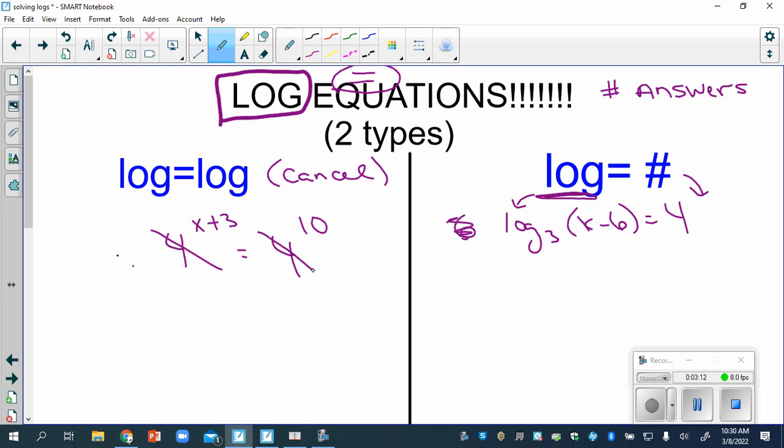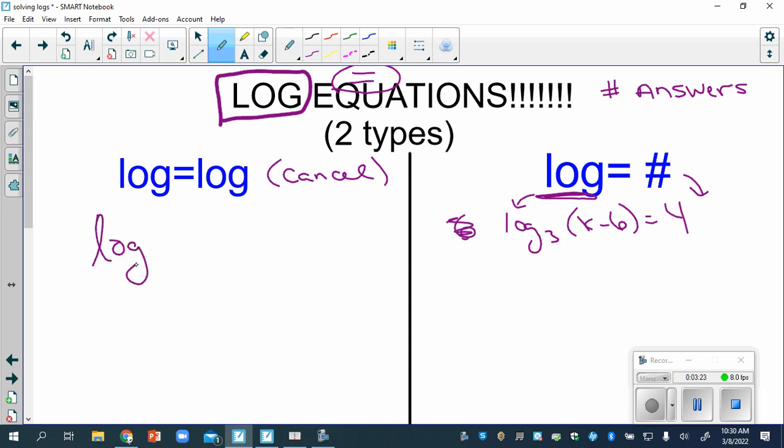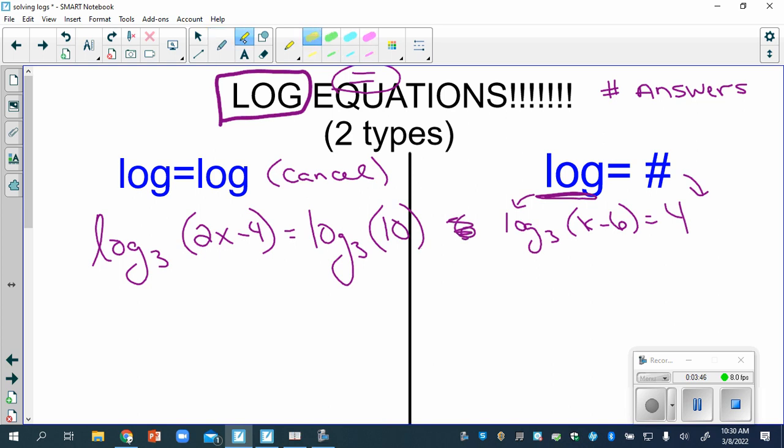So let's go ahead and let's try one. Are you guys ready? This is your first one to write down. And remember, we're watching the cancel. So we're going to say log 3 of 2x minus 4 equals log 3 of 10. Now, this is going to be super easy because it's a log equals log problem. I have the word log on one side. Here he is. And I have it on the other side.